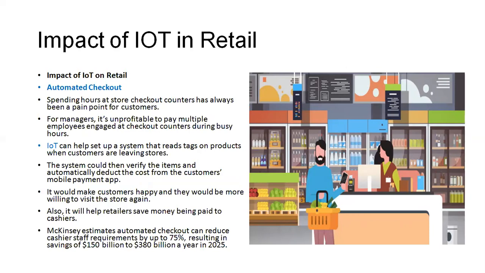We have talked about automated checkout. Tags are there, and by the tags the sensors recognize the item and its price. By sensing the tags and calculating the price of the purchased items, it will cut that amount from your card payment bill, so you don't need to stand in lines every time.